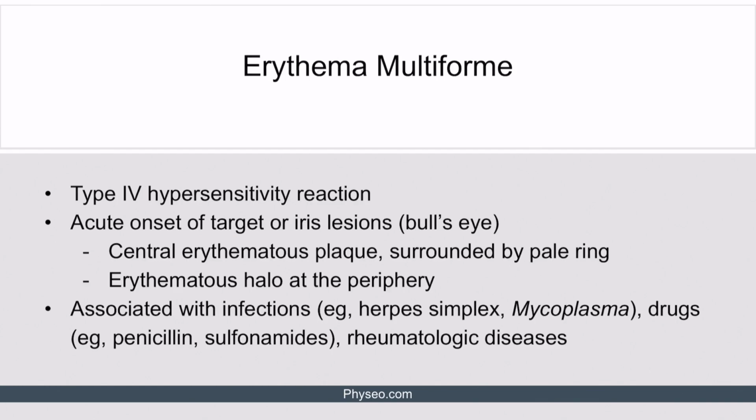Next, we'll discuss erythema multiforme. Alright, so erythema multiforme is a type 4 hypersensitivity reaction which presents with an acute onset of target or iris lesions. The lesions have the appearance of a target sign or a bullseye, hence sometimes called a bullseye lesion. Let's have a look. This image shows the classic target lesions of erythema multiforme.